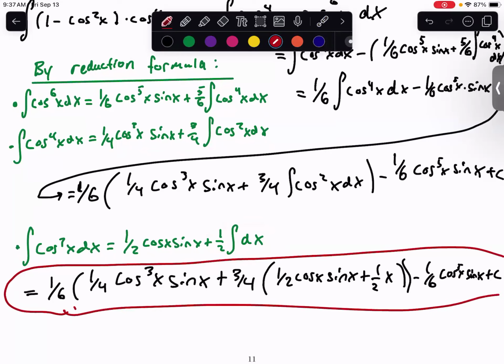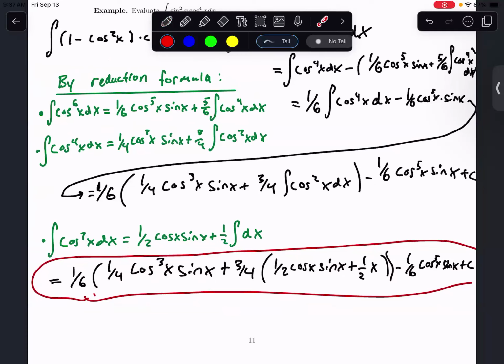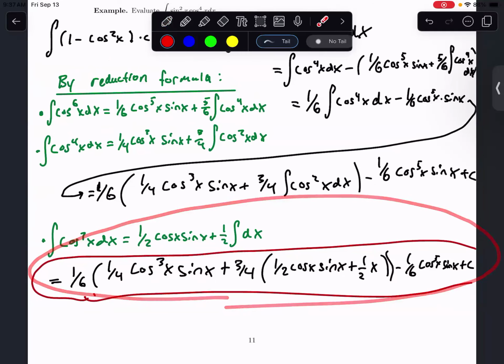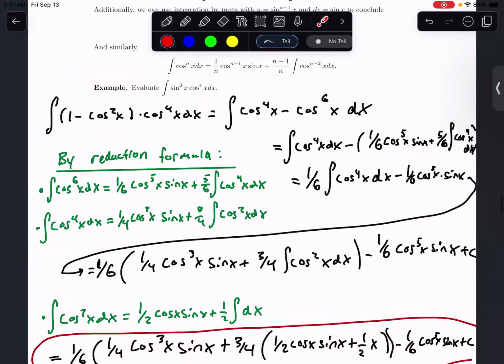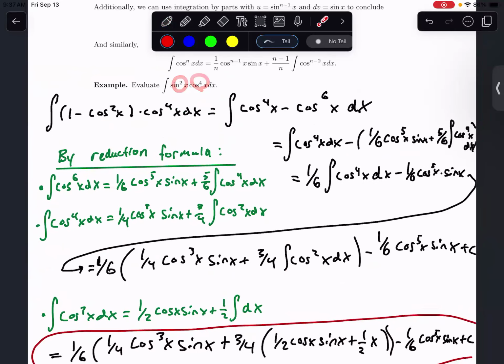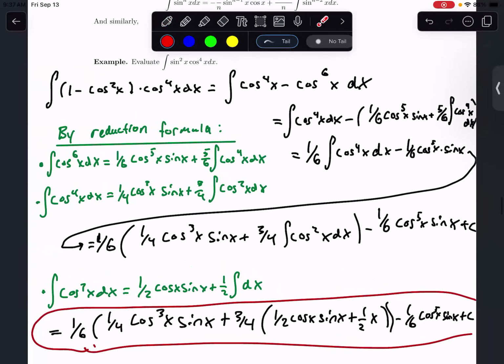I don't know, did I substitute? I think everything should be good here. You can multiply things out and simplify things, but I don't see the point of doing that. I kind of want to just move on. But this is right. This is why we don't like it when they're both even powers, you get these disasters that happen.